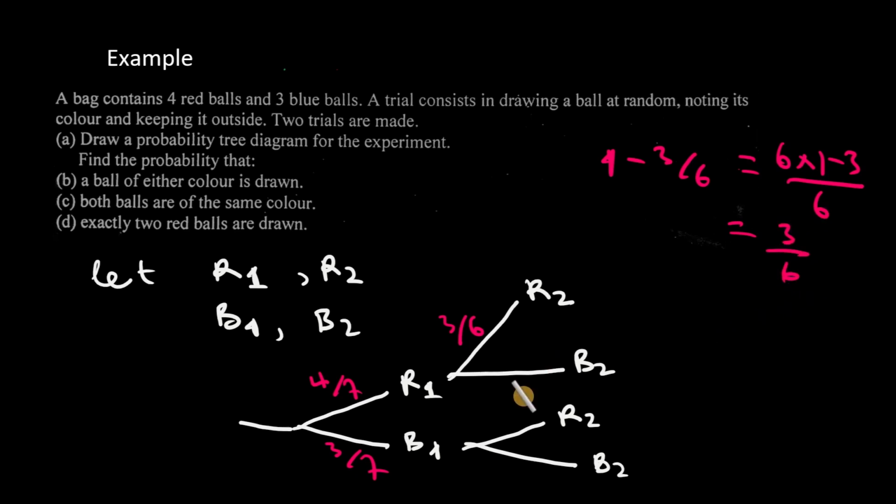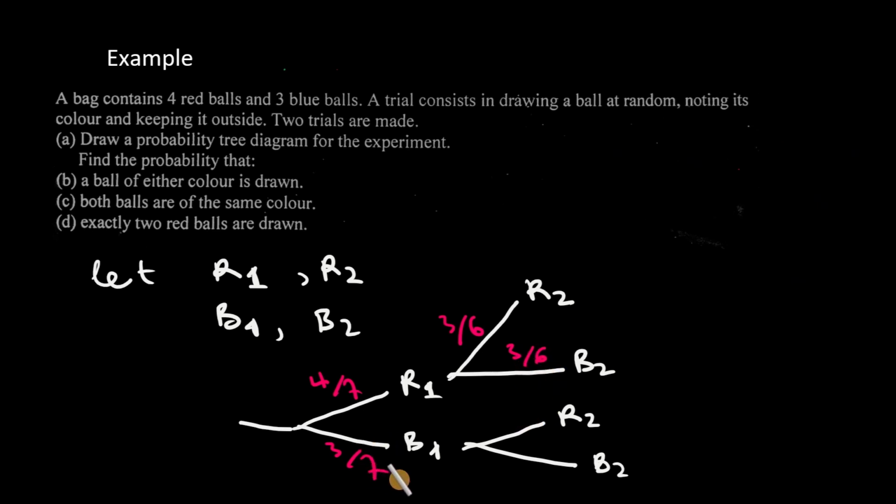3 on 6. So here the probability of drawing a blue ball, the second trial, is 3 on 6. Now if in the first trial I removed a blue ball from the bag, when I want to go the second time to remove a blue ball, there will not be 3 blue balls again. There will be remaining 2 blue balls in the bag. Since the condition was that when I remove a ball, I don't bring it back again, I keep it outside.